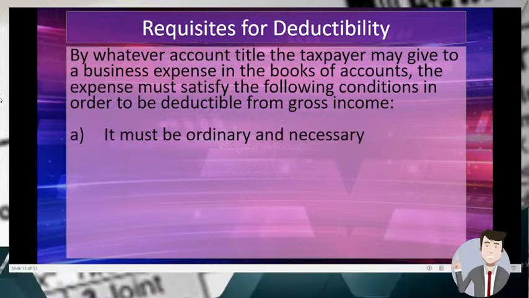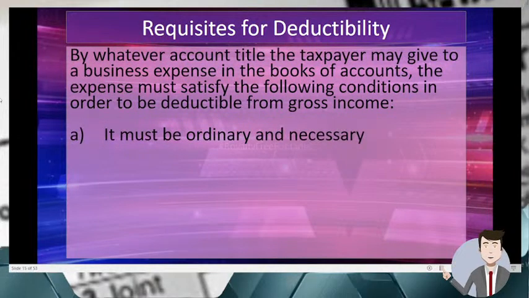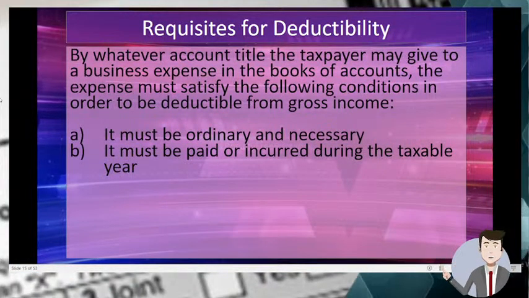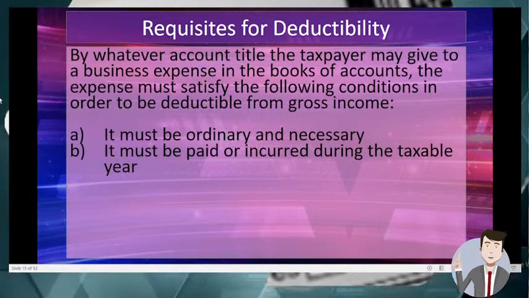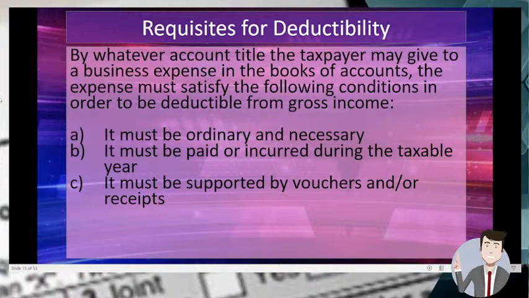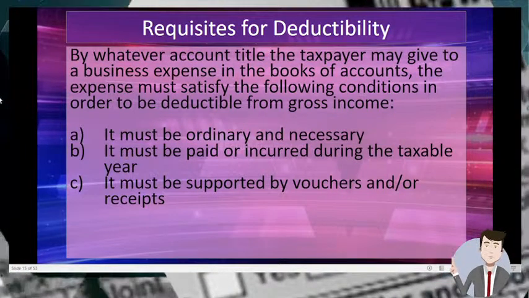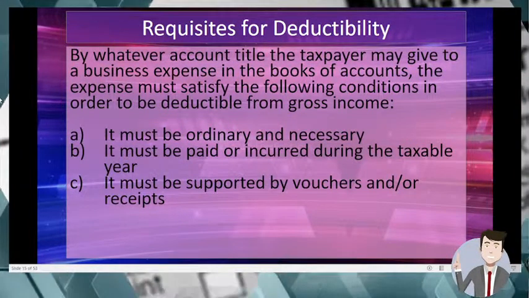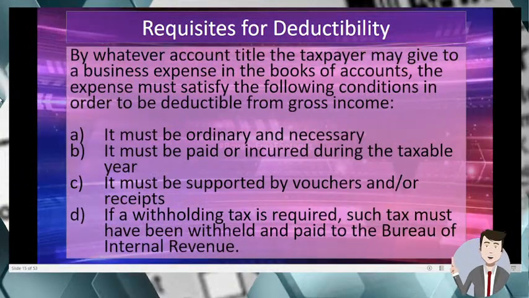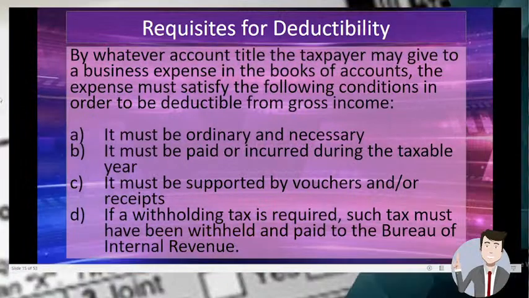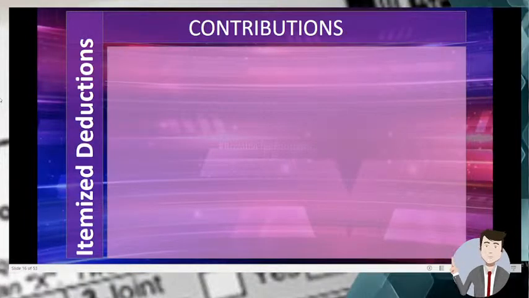So let's review the requisites for deductibility. We will use these general requisites for all itemized deductions that we're going to discuss today. It must be ordinary and necessary. It must be paid or incurred during the taxable year. It must be supported by vouchers and or receipts, or in our term, it should be substantiated. Then, if a withholding tax is required, such tax must be withheld and paid to the Bureau of Internal Revenue. Okay, so that is very important.